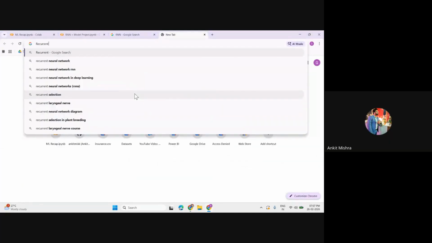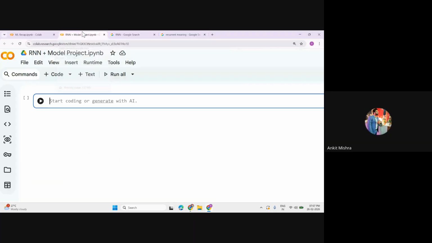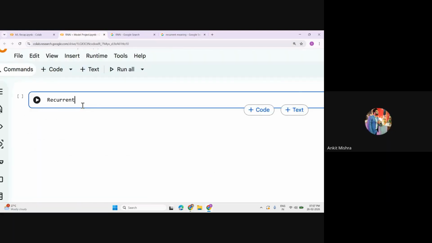Let me simply check the meaning for this. Recurrent means something that occurs often or repeatedly. So if we are saying this is a recurrent neural network, it means we are not creating multiple layers here, right? We are just giving one set of hidden layer, one or two times, but we keep training that model again and again, and that makes this a recurrent neural network. Okay, so let me first show what exactly we have to do in this.